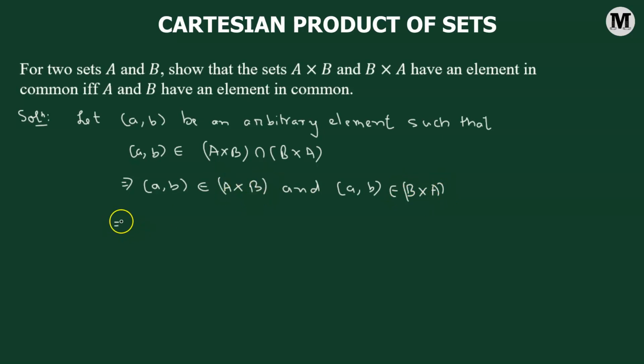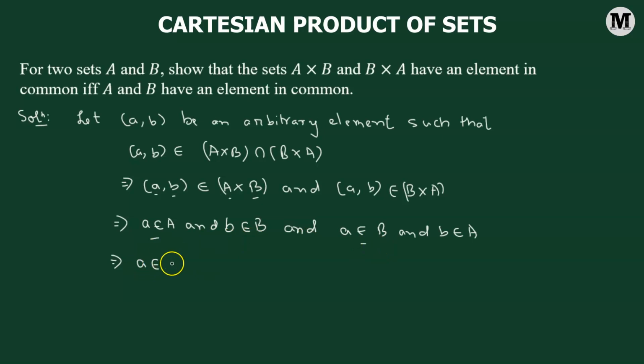Now when we say that an ordered pair belongs to the Cartesian product of A and B, this means that the first element a belongs to the first set A, and the second element b belongs to the second set B. Similarly, we have a belonging to B and b belonging to A. Now we can rewrite this statement. We can combine these and say that the element a belongs to the set A, and that same element a also belongs to the set B. Then combining the other two statements, the element b is contained in the set B, and b is also contained in the set A.